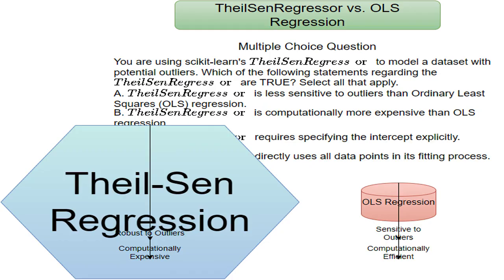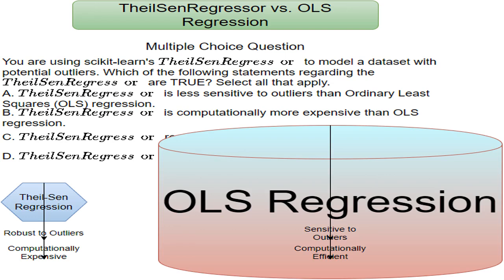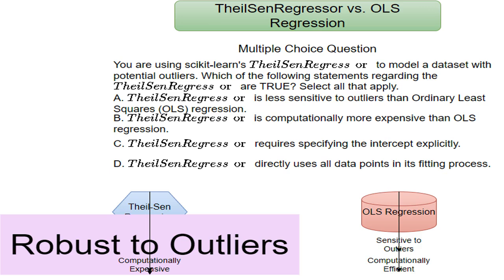TheilSen regression is a robust method that finds the median slope from all possible pairs of data points. It's great at ignoring outliers. Ordinary least squares, OLS, regression is a common method, but it is very sensitive to outliers. Outliers can strongly influence the fit. TheilSen is robust, meaning it isn't easily affected by outliers in your data.